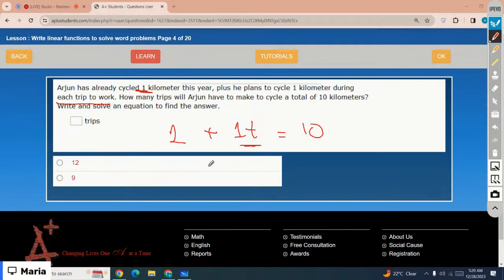How do you make 10? You have to solve this equation: 1 plus t equals 10. Move 1 to the other side, so t equals 10 minus 1, and 10 minus 1 equals 9. That means Arjun has to make 9 trips to cycle a total of 10 kilometers, right? So the correct option is 9. Very good.